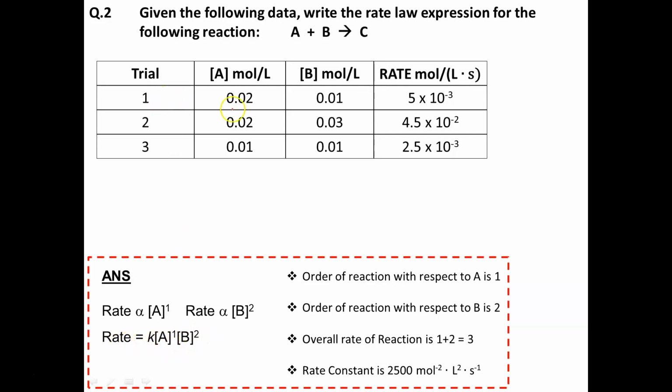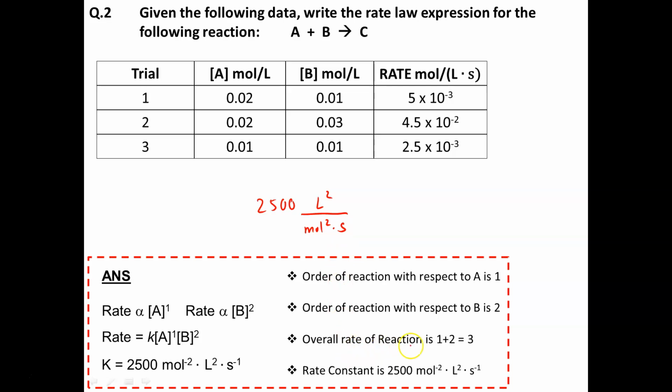And then I'm going to choose any trial I want and substitute those values in and solve for k. And then you'll get 2,500 mol^-2 L^2 s^-1, or if you want, 2,500 L^2 per mol^2 s.